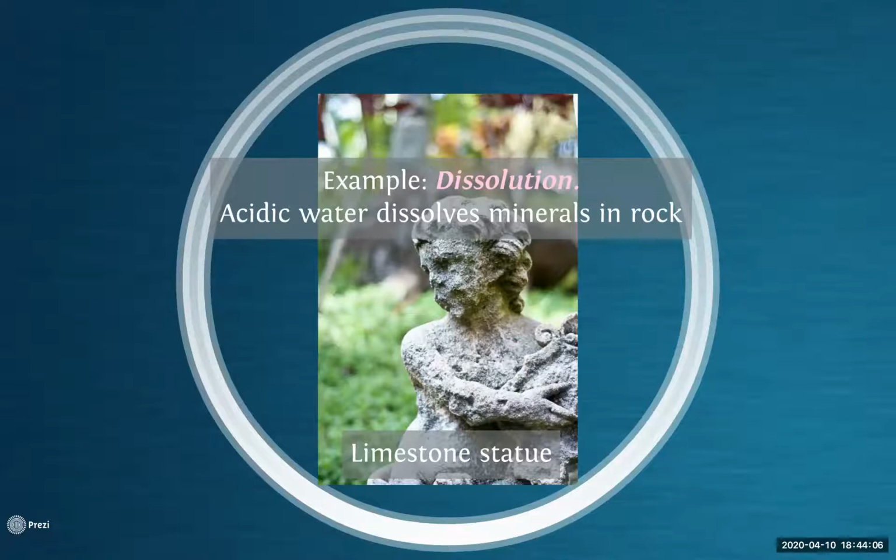The photo shows a limestone statue that's being dissolved by acid rain. Limestone is a common sedimentary rock that is composed of the mineral calcite. Calcite is susceptible to dissolution with acidic water.